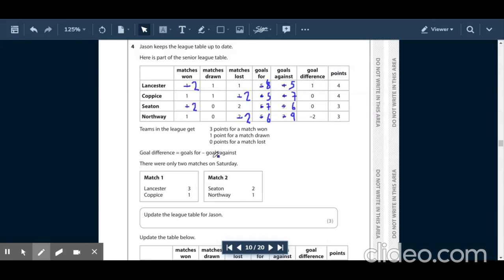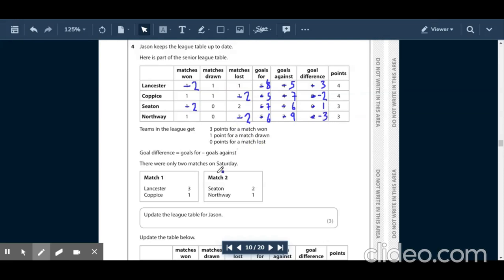So the goal difference says down here is just goals for, take away goals against. So now it's 8, take away 5. It's going to give me 3. 5, take away 7. It's going to change to -2. I've got 7, take away 6. So this is going to change to 1. And then 6, take away 9. This is going to go down to -3.